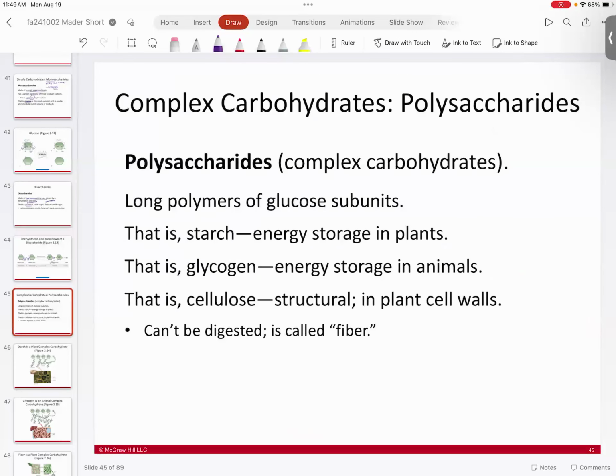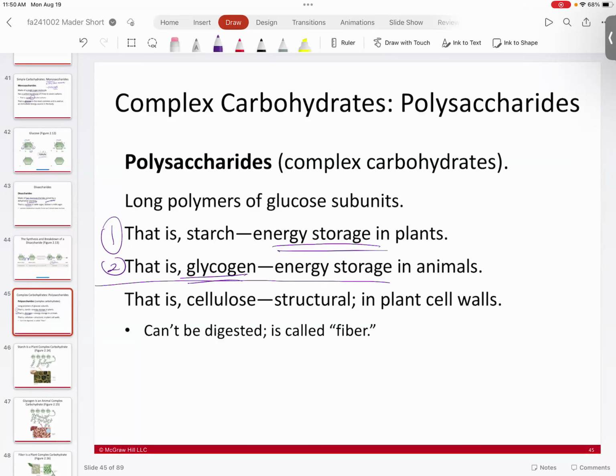Now, if you continue this, you start creating what's called complex carbohydrates. These are long polysaccharides, polymers of glucose subunits of varying lengths. You can do whatever length you want. Typically, this will form starch, which is energy storage in plants, so it's nutritional for a plant. In animals, we store it as glycogen, which is energy storage in animals. We store it in our liver and our skeletal muscles.